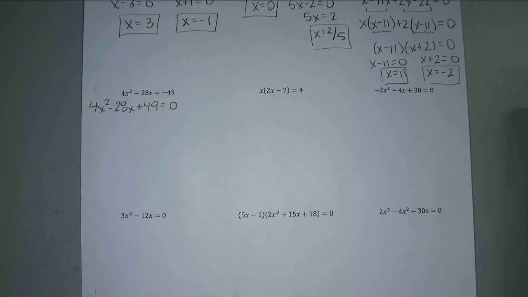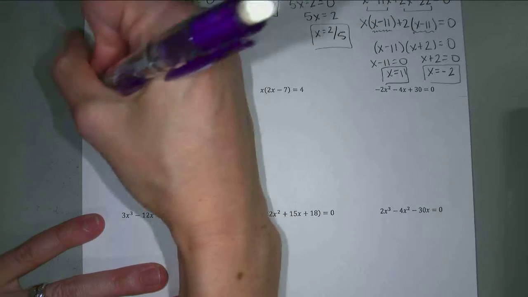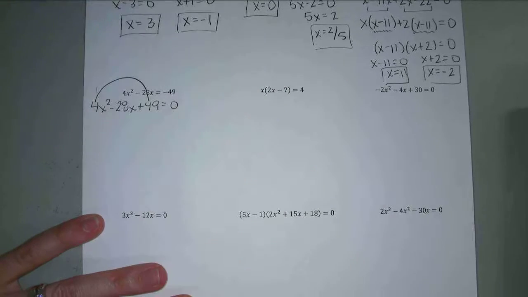Next thing is to look for a GCF. There's no GCF that you can take out of 4, 28, and 49. So we're going to use the AC method, where A is 4, C is 49, so 4 times 49 is 196. Oh, geez.